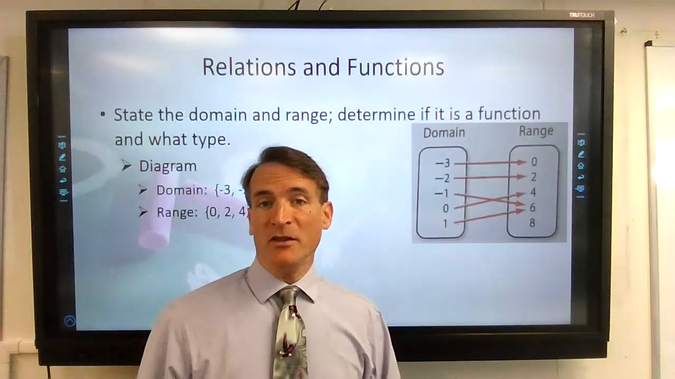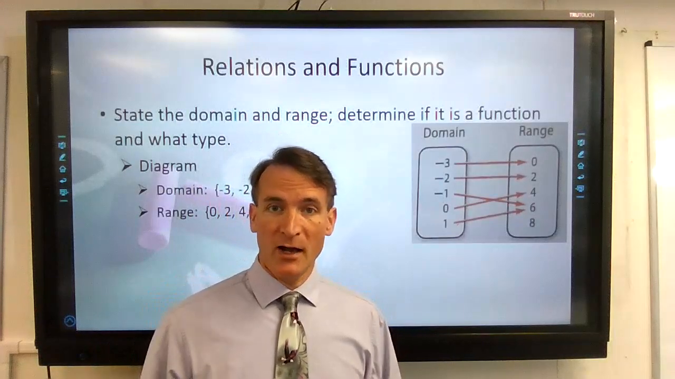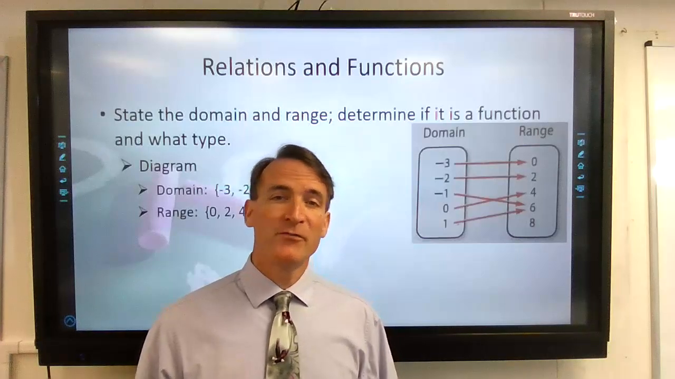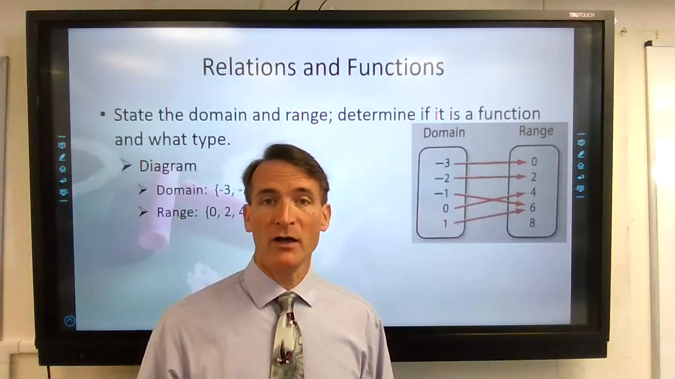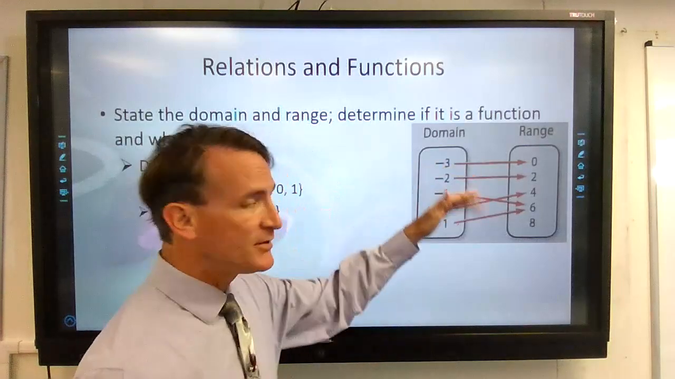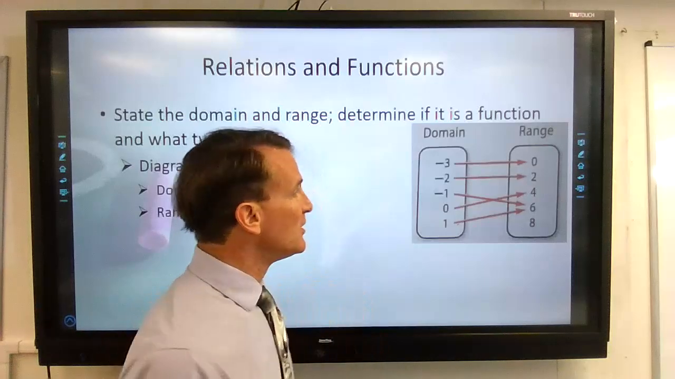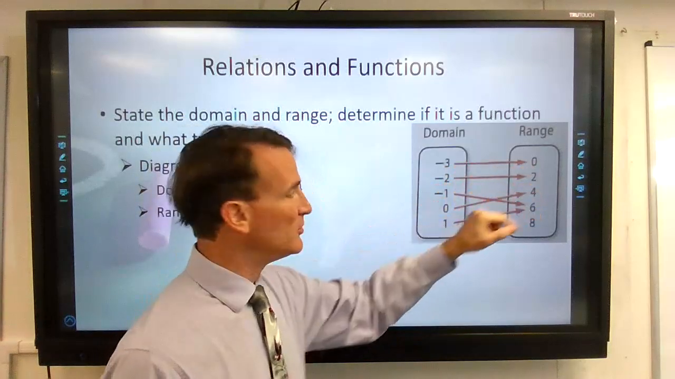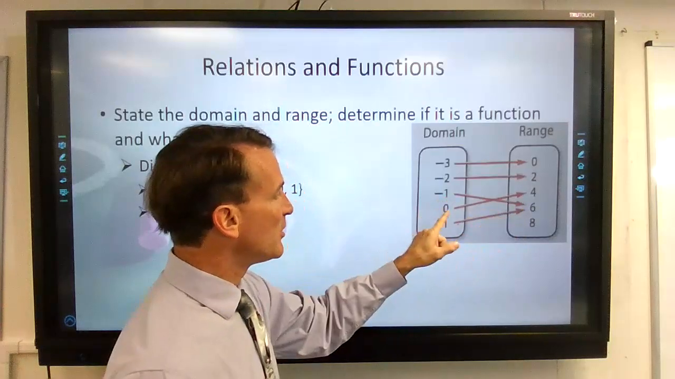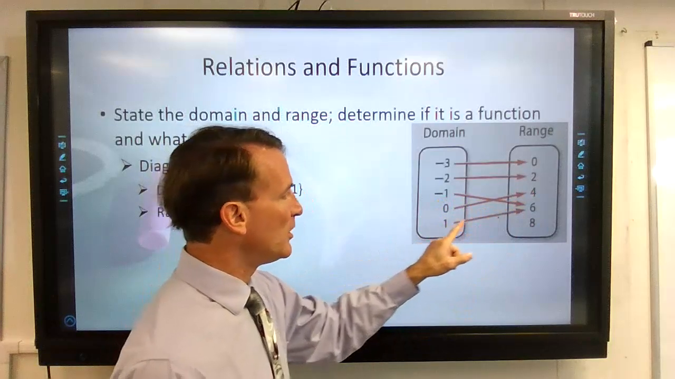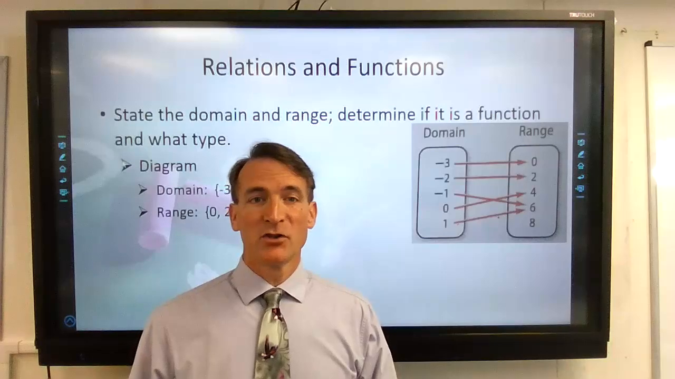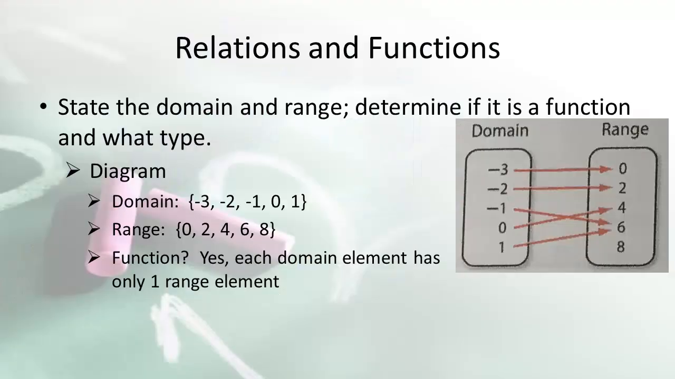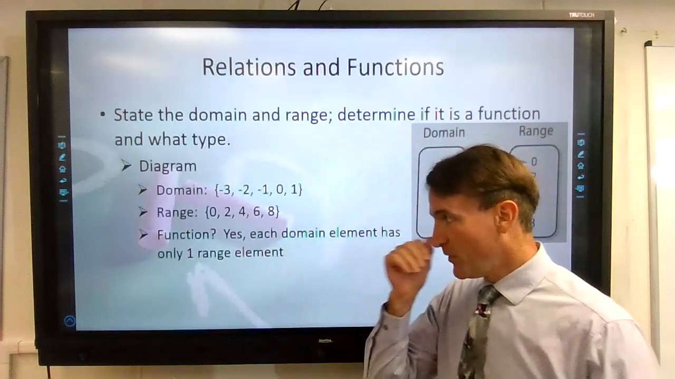Now, the question is, is it a function or not? In order for it to be a function, for every value of x, I get one and only one value of y. And I drew little lines here to show the relations. Here, when I plug in a -3, I get a 0 for my range. Here, when I plug in a -2, I get a 2. Here, when I plug in -1, I get 6. Here, when I plug in 0, I get a 4. Here, when I plug in 1, I get a 6. So it is a function because I only get one value of y for every value of x that I put in. Next question is, what kind of function is it?